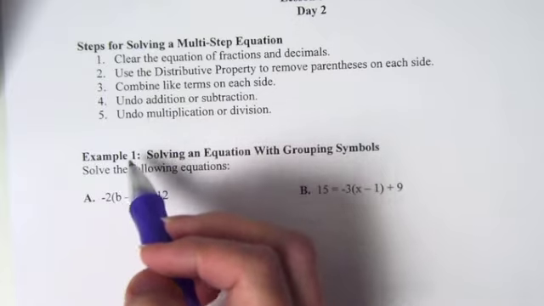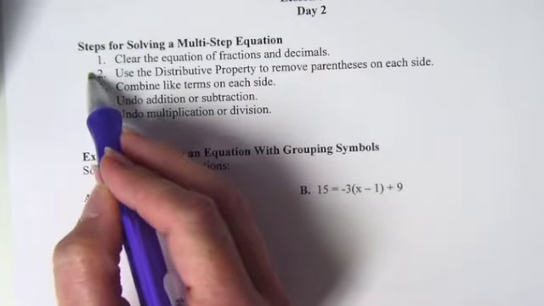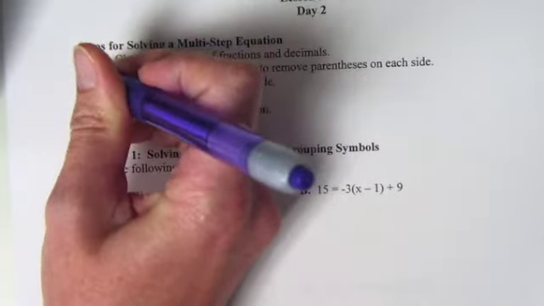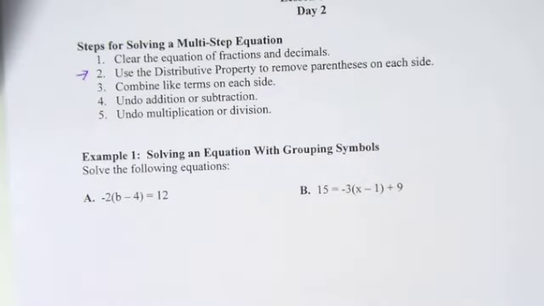The first example, we're going to start with step 2, okay? We're going to add in the distributive property to our examples. And then on the next example, we'll do the fractions and decimals part. So let's look at example 1.